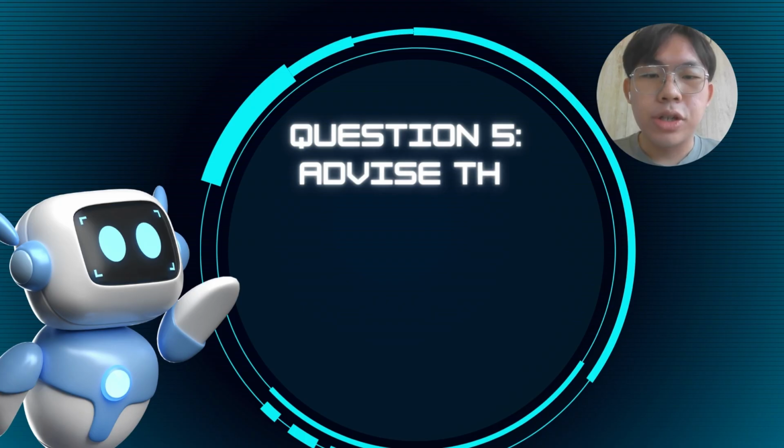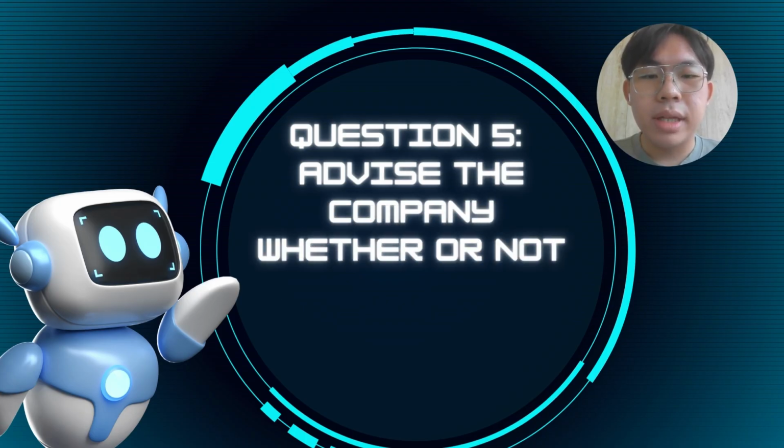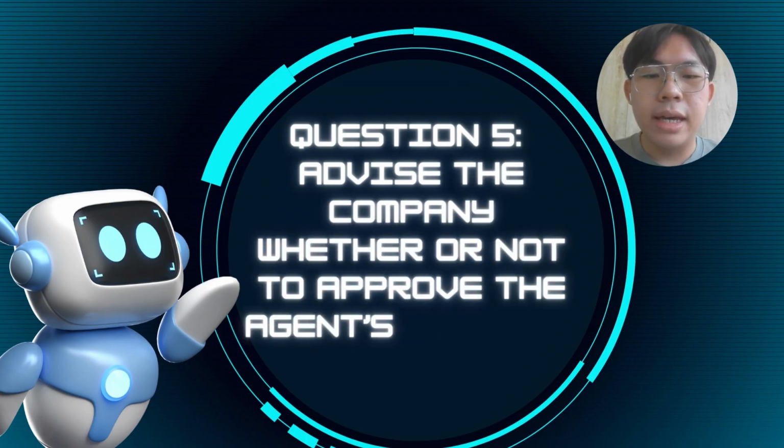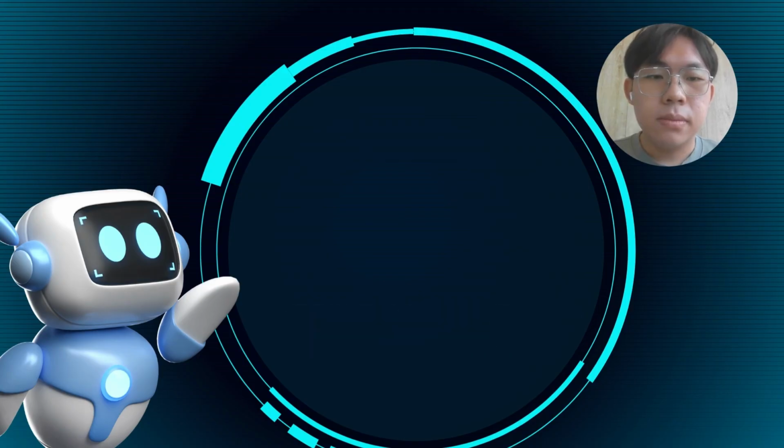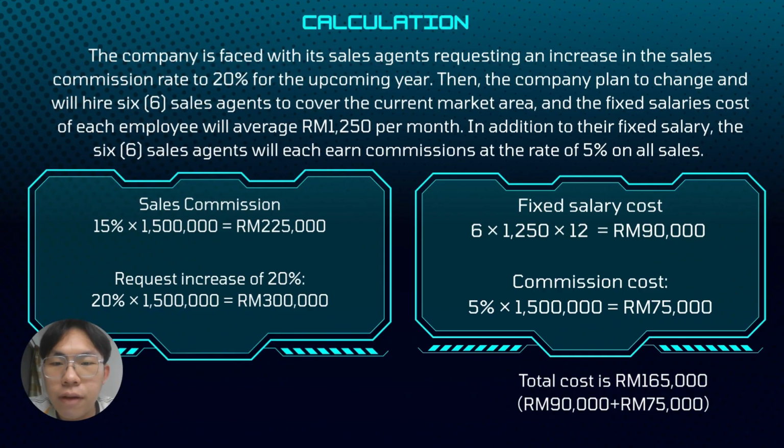Next, we're going to question 5, that is, advise the company whether or not to approve the agent's request. In question 5, the company is faced with its sales agent requesting an increase in the sales commission rate to 20% for the upcoming year. Then the company plans to change and will hire 6 sales agents to cover the current market area.